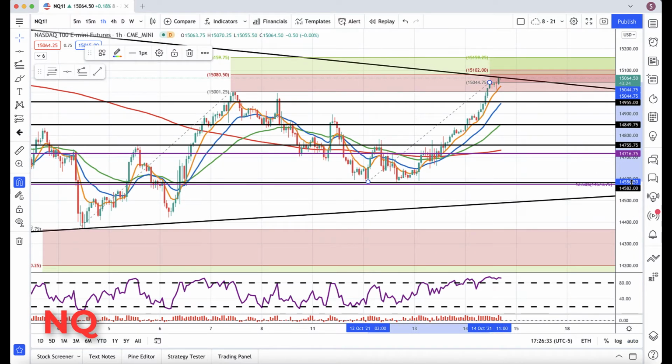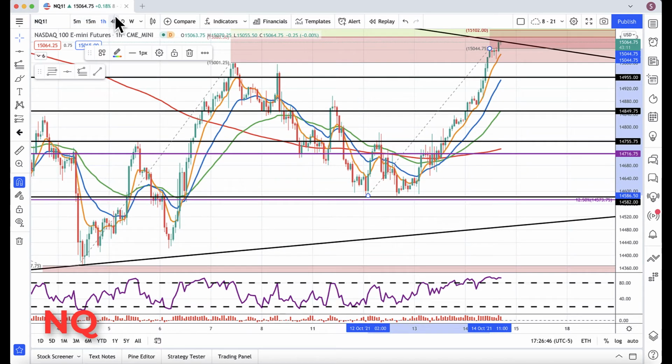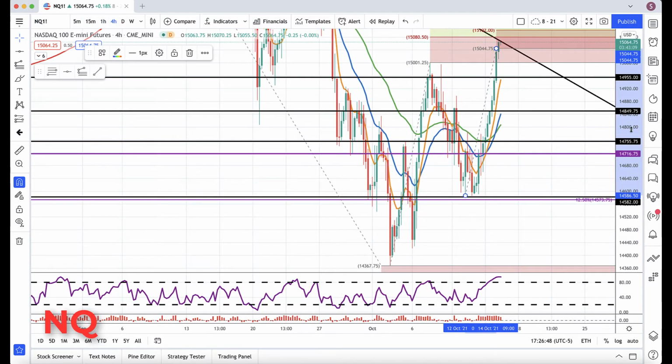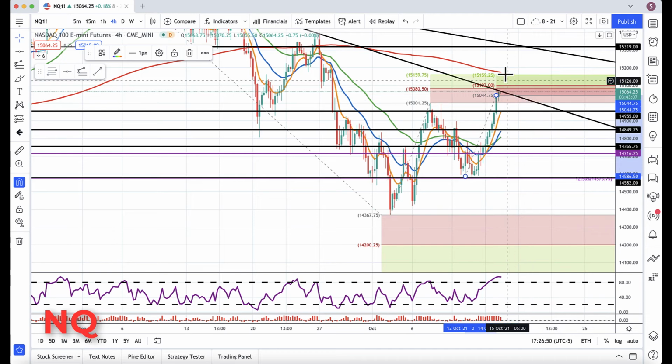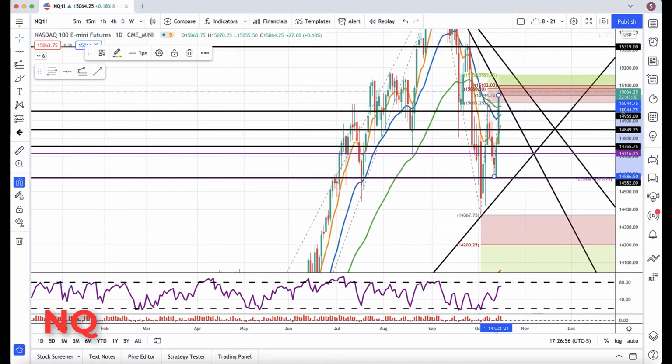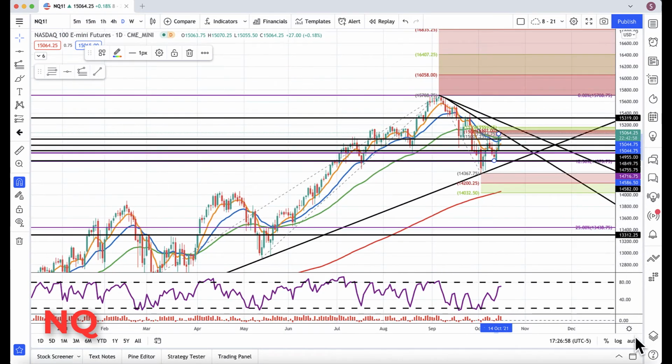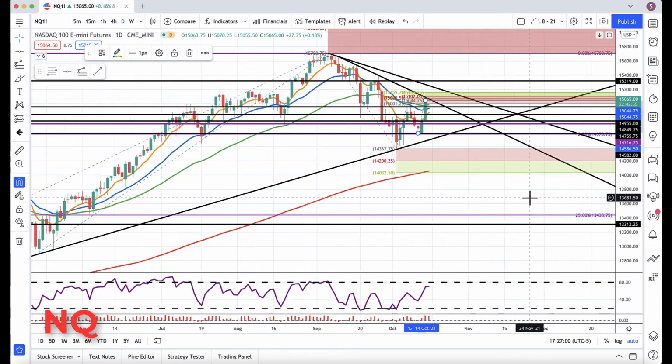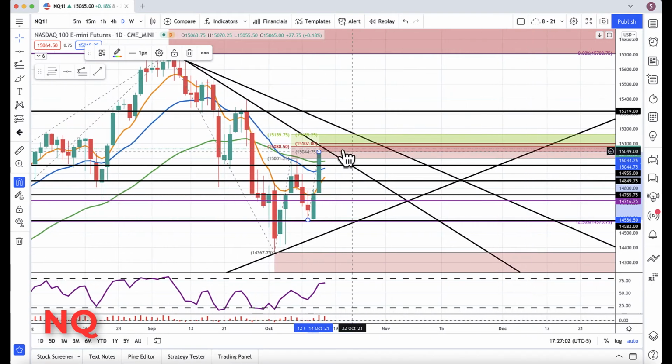That gives us, so if we get above 15,080, we got 15,102. Then we have major cluster 15,000, essentially 159 to 160. So that's the next key target. That is the next key target, which is also the slightly declining 200 symbol on the 4 hour, which just reinforces that cluster. Let me see what we got on the daily.